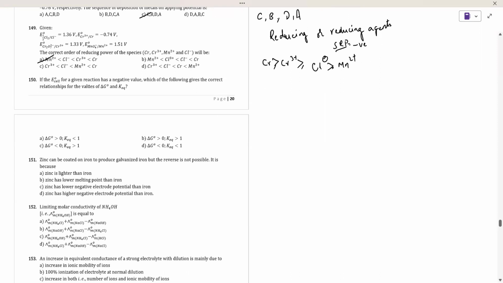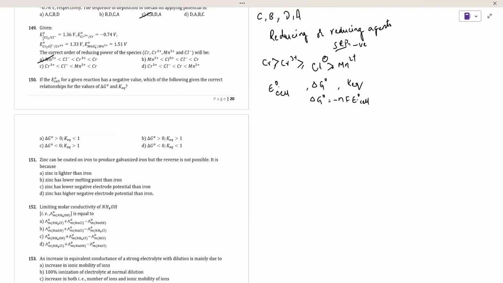If the E0 cell for a given reaction has a negative value, which of the following gives the correct relationships for the values of delta G0 and KEQ? Okay, there are three things related here. What are the three things? One is the E0 cell. The second one is the delta G0, that is free energy change, and KEQ is nothing but equilibrium constant. Now, basically, all three of them can be related with each other because we know the formula. What is that formula? So, delta G0 is equal to minus nF E0 cell.